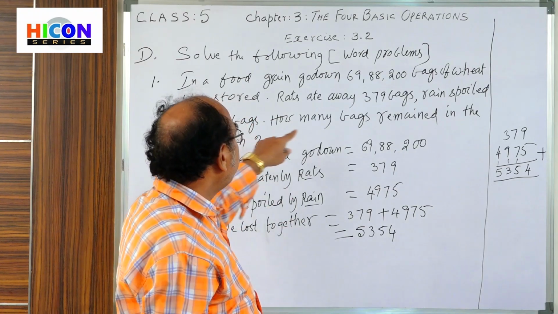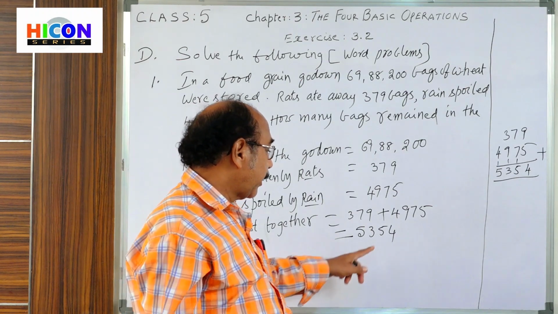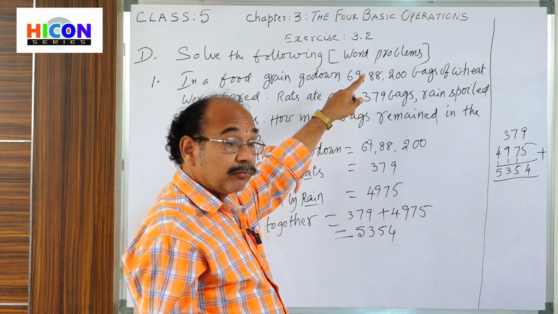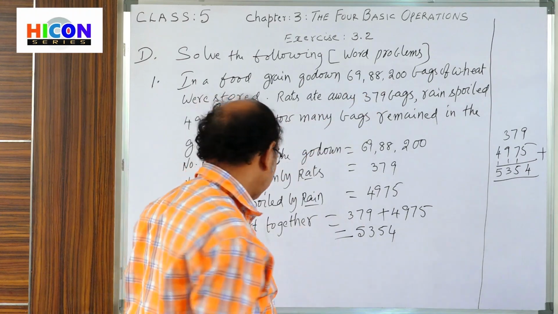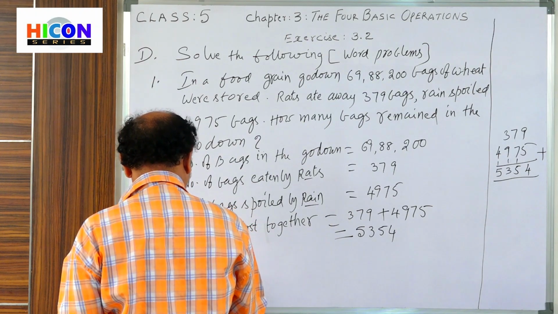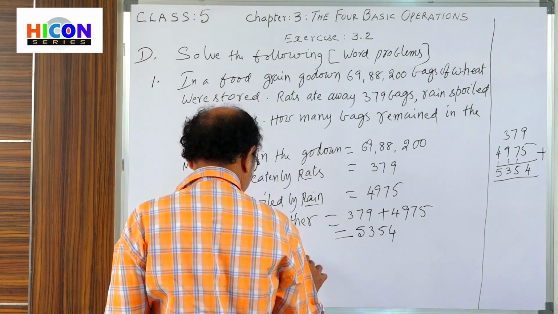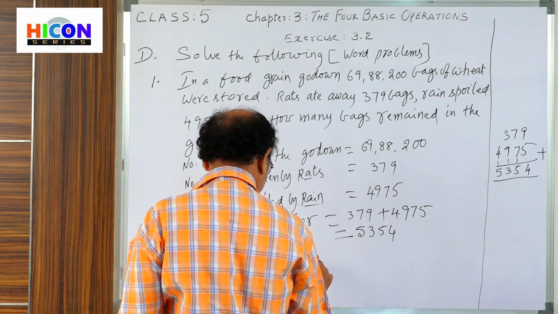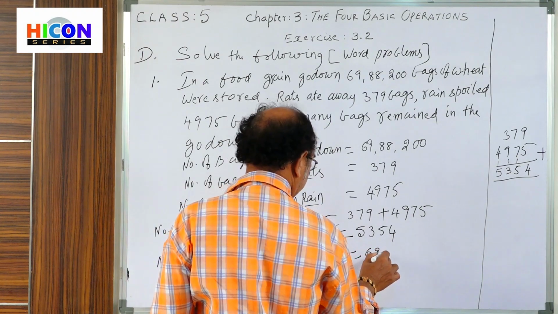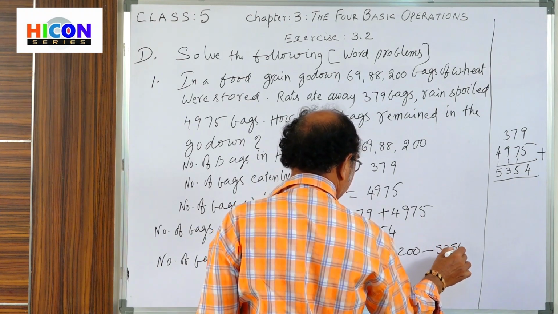Okay, now how many bags remain in the godown? To get that, you subtract this from the number stored in the godown in the very beginning. So, number of bags remained in the godown is equal to 69,88,200 minus 5,354. Okay, students, are you following?